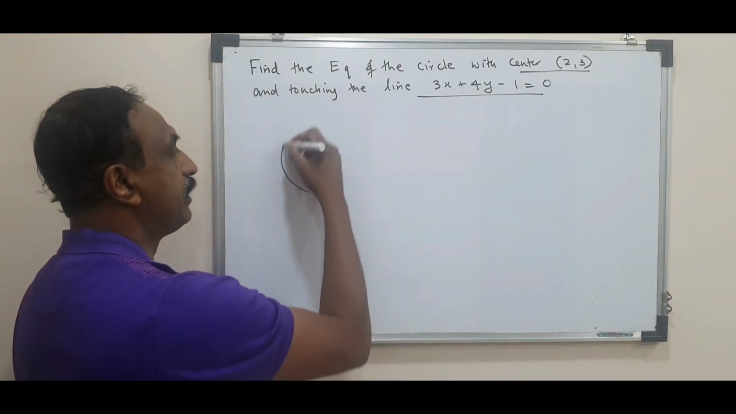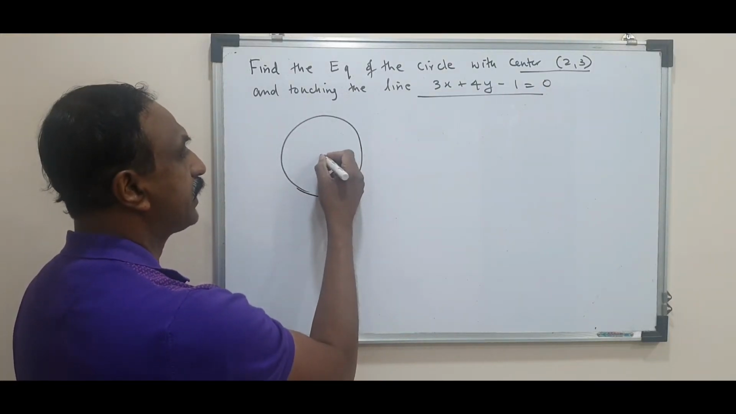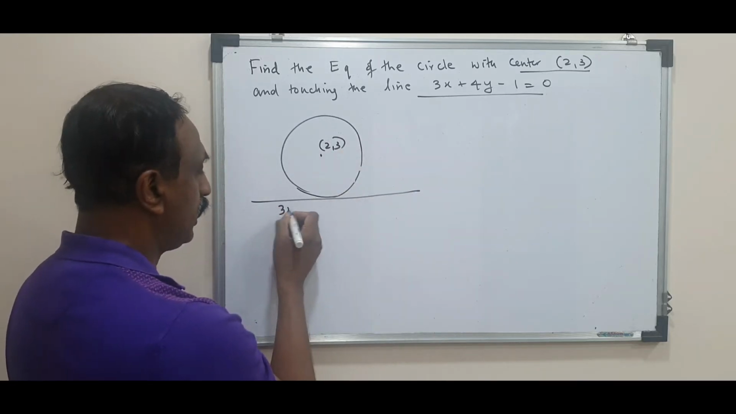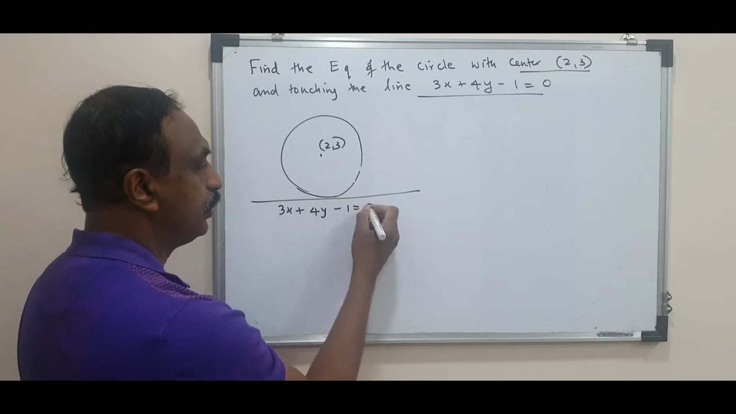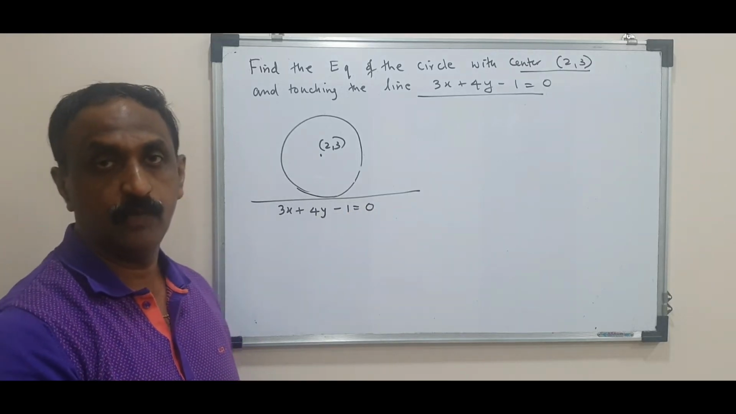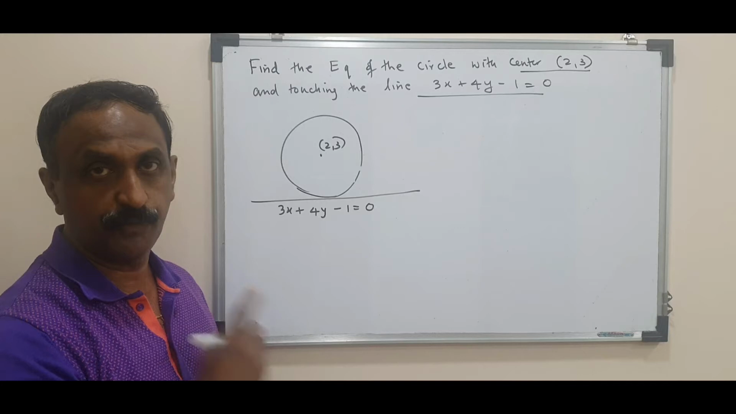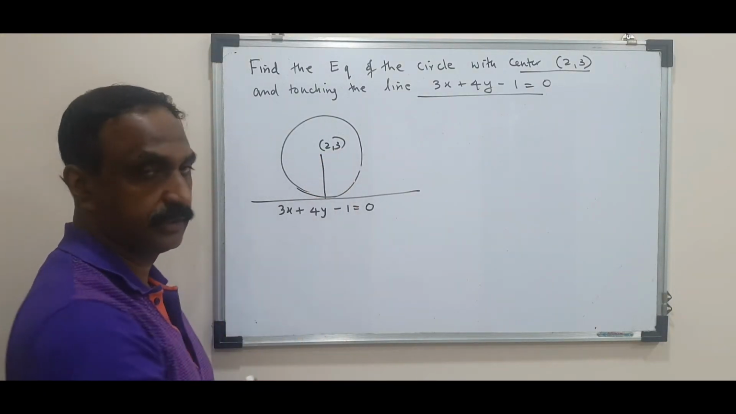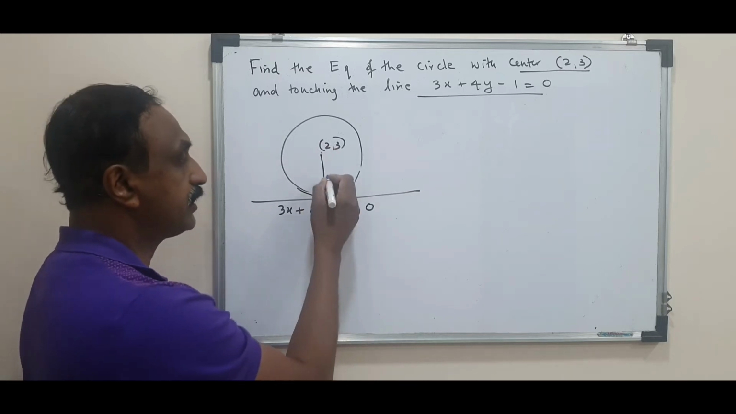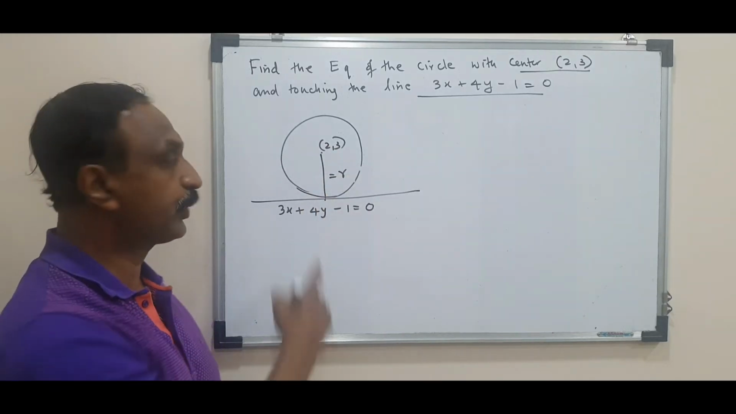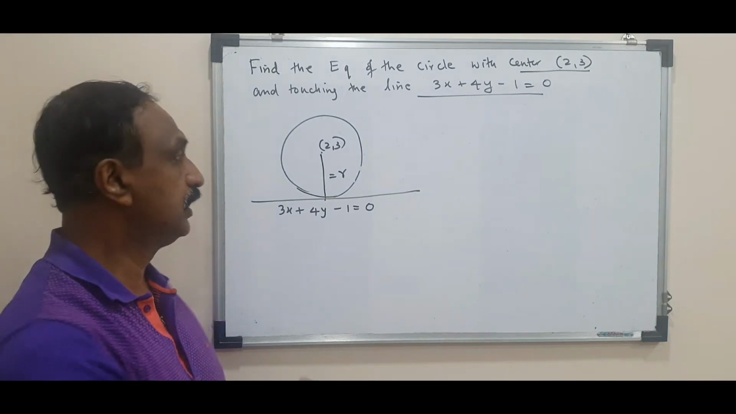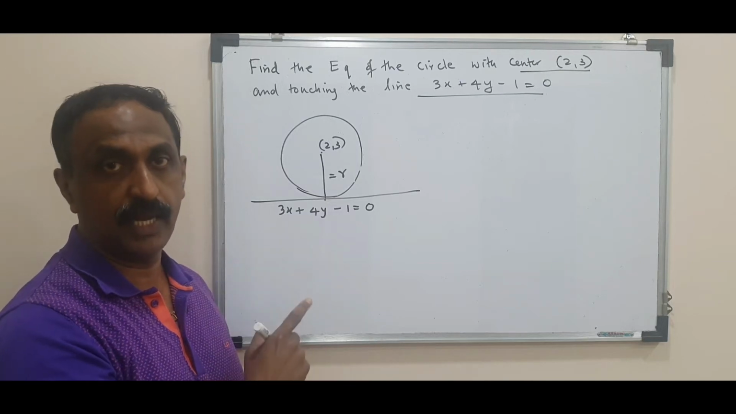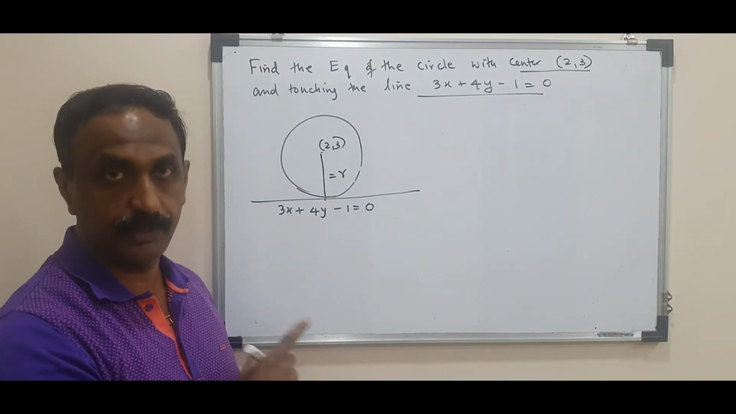So let's imagine the diagram. This is a circle with center (2, 3) and the line is touching, meaning the line is a tangent: 3x + 4y - 1 = 0. What is the condition that you can apply when a line is a tangent to the circle? The distance from the center to the tangent will be the radius of the circle. So you can derive the radius by using this. Whenever a line touches a circle, one of the conditions you can remember is that the distance from the center to the line will be equal to the radius.